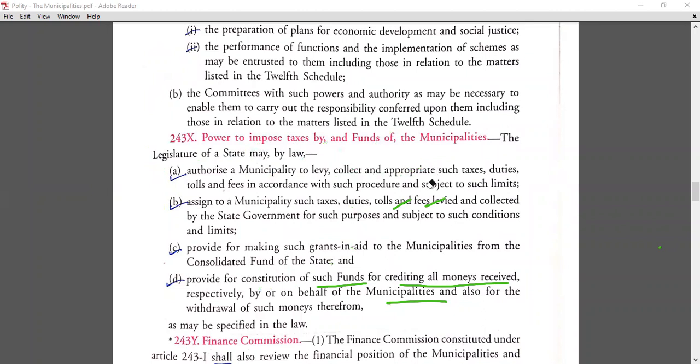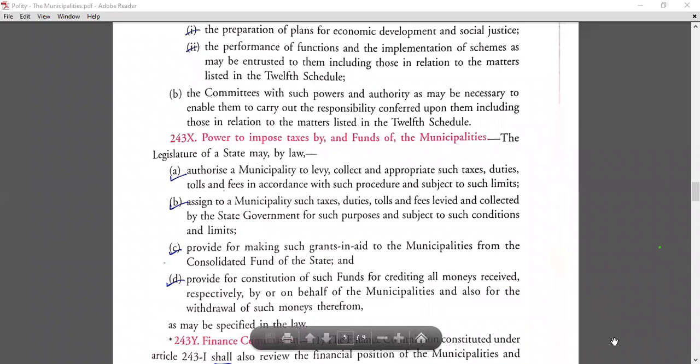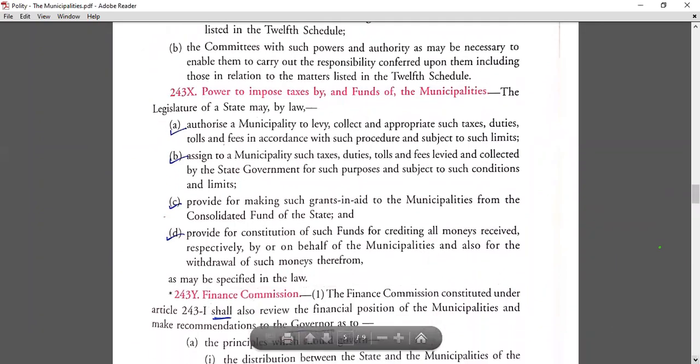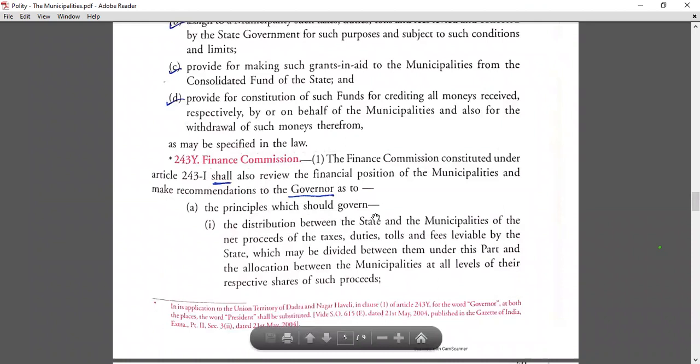Next, Finance Commission, State Finance Commission, same thing. 243Y. So here Finance Commission already we have done for Panchayat. Same thing here, the Finance Commission constituted under Article 243I, which you have done in Panchayats, shall also review the financial position of the municipalities. So the State Finance Commission will review the financial position of Panchayats in 243I, and in 243Y it will review the financial position of the municipalities and make recommendations to the governor.